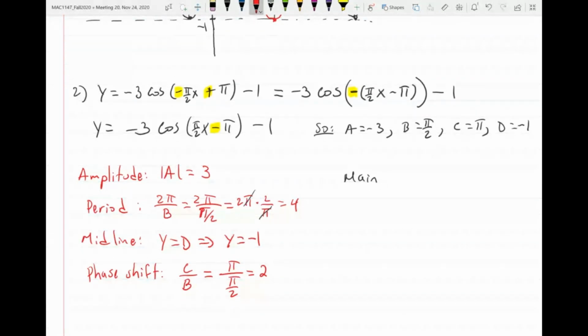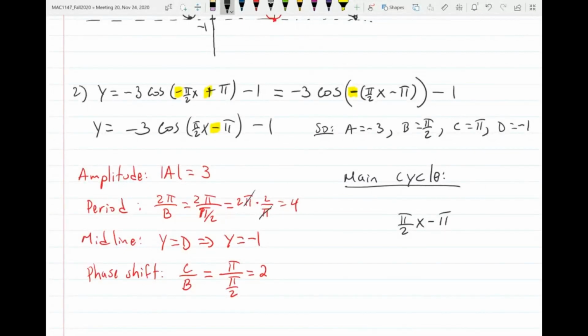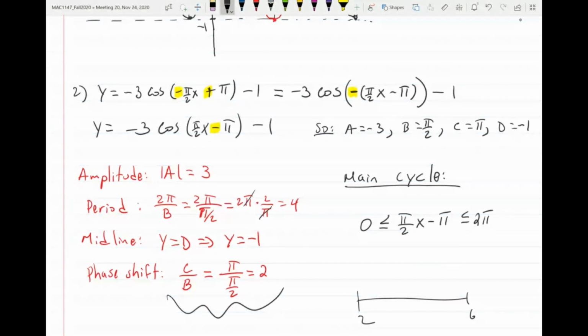All right. Okay, so now let's figure out the main cycle. So once again, in my personal opinion, it's just easier to write down whatever is in the argument of the function, which in this case is pi over 2x minus pi. And then the cosine, I know, is always between 0 and 2 pi, and then I'm going to work it out from here. But you can use this knowledge to construct the main cycle, okay? This is telling me that we're going to begin at 2, because that's a phase shift, and then the main cycle will be from 2 to 6, because the period is 4, so 2 plus 4 is 6. So I know it will be from 2 to 6 by looking at this information that we have already.